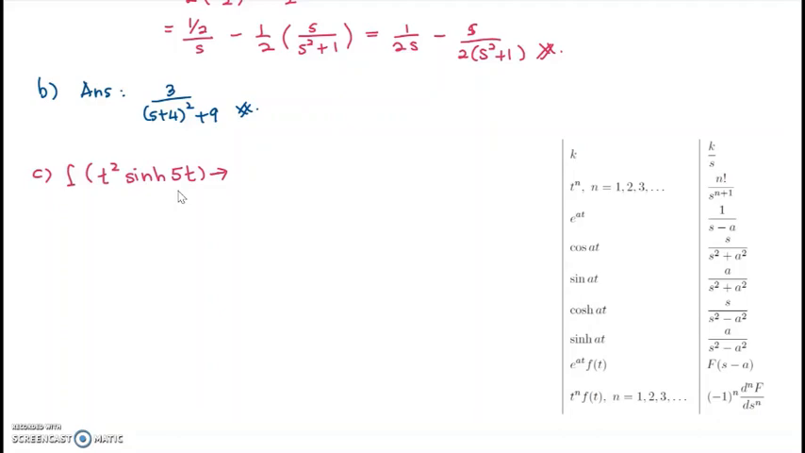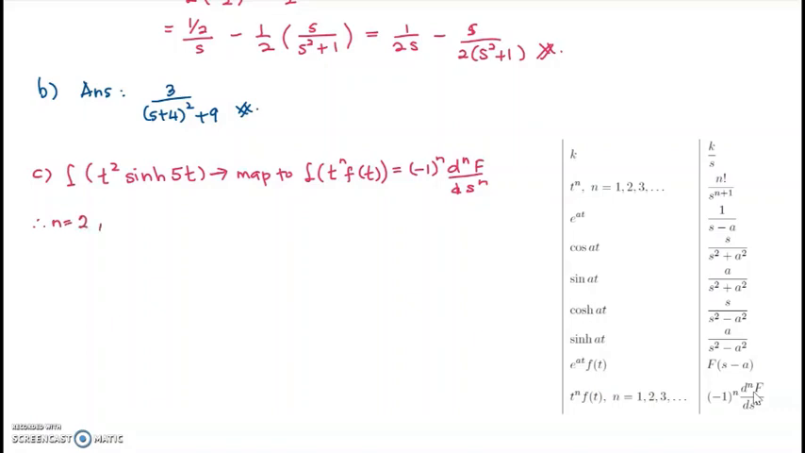If we refer to the table, we have t power of n here, but this one is for a single term, t power of n. In our case, we have t power of n multiplied with something. So the one that is related to us is this one: t power of n times f(t). The answer would be in this form. This term needs to be mapped to the Laplace of t power of n f(t). Then the answer is supposed to be in the form of (-1) power of n, d^n F over ds^n.